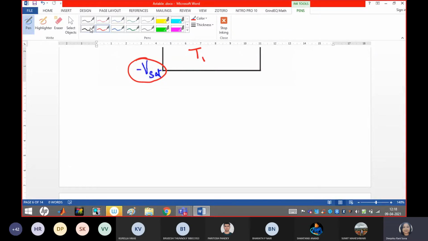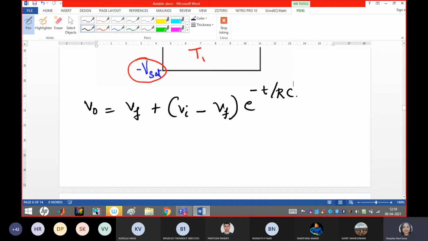Okay, so write down some points here. For the V naught equation, in terms of charging of the capacitor, we are going to define V naught equal to Vf plus (Vi minus Vf) into e to the power minus t by RC. This RC is nothing but tau. So what are the points I am going to explain here?